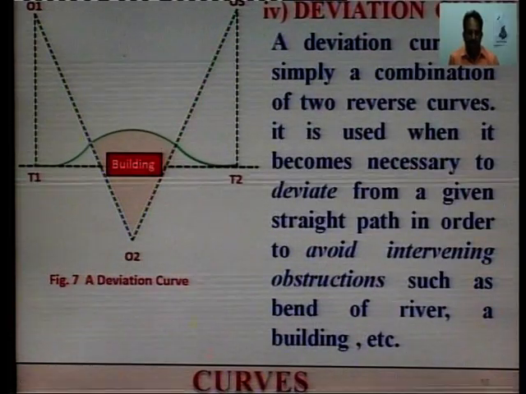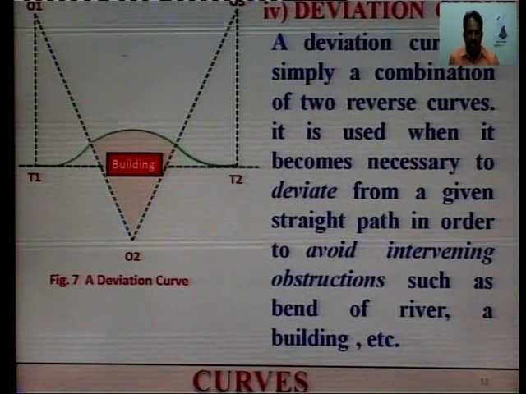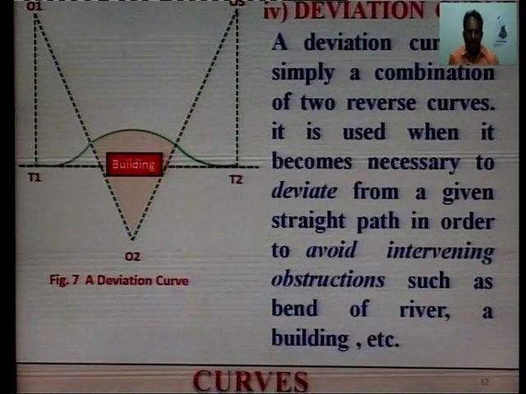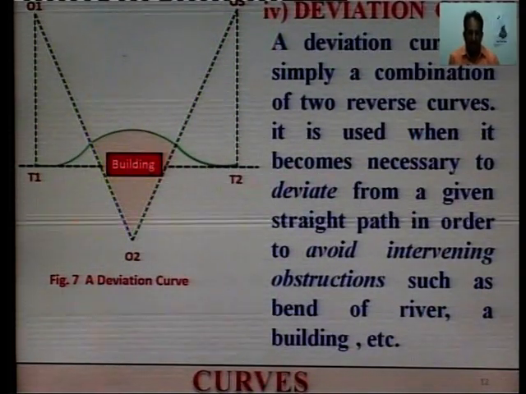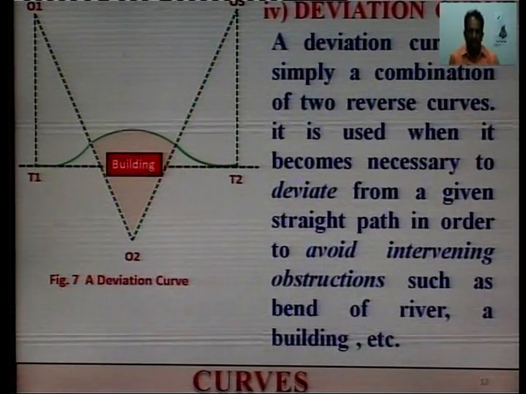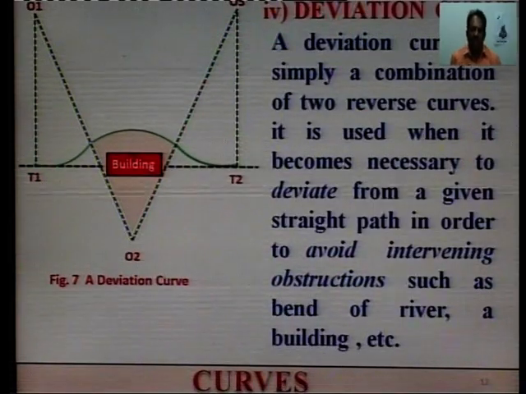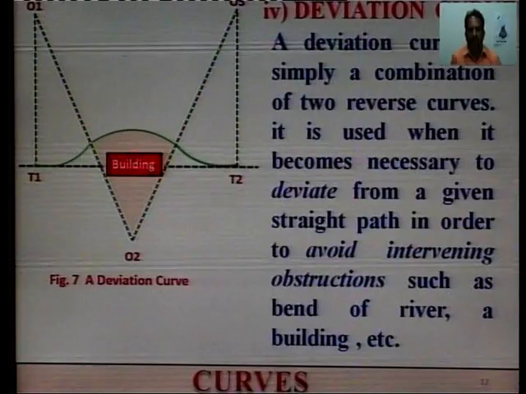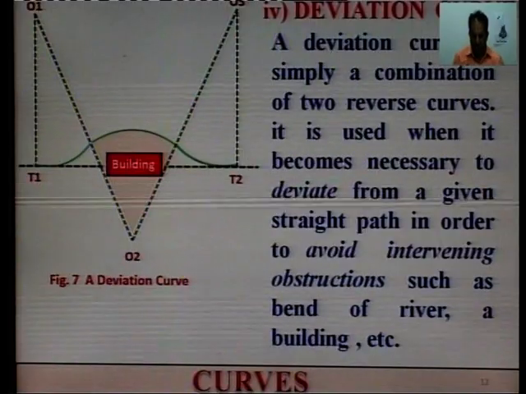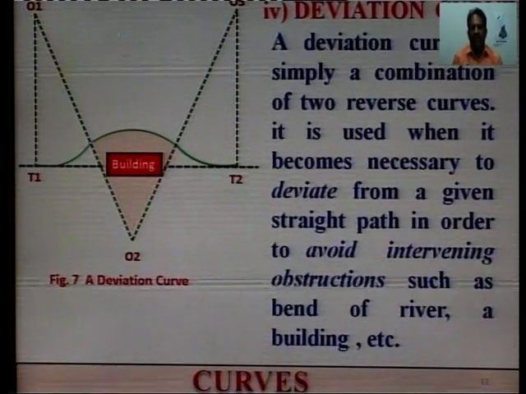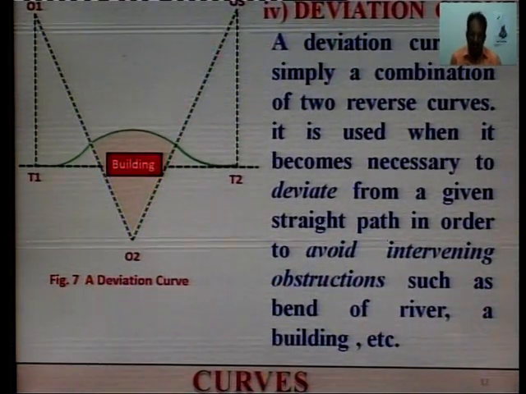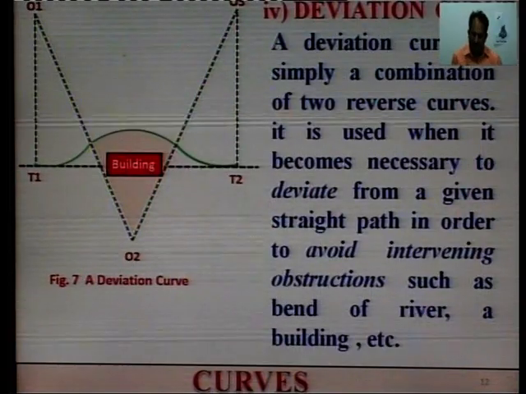It is used when it becomes necessary to deviate from a given straight path, just like when an obstruction comes in the path of a road or a railway, then these curves are provided. It is used in order to avoid intersecting obstructions such as a bend of a river, a building, etc. So, this is the fourth type of curve which is called a deviation curve, that is we have to deviate from our path, hence the curve is named a deviation curve.